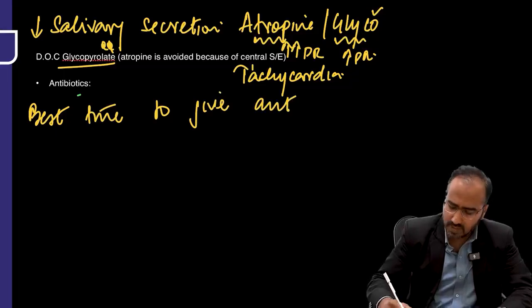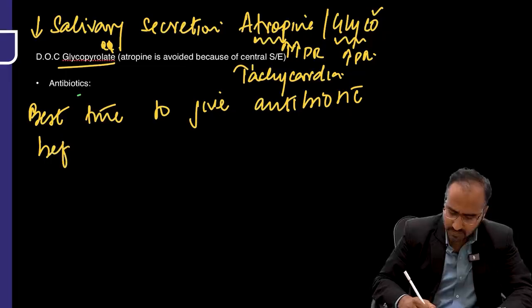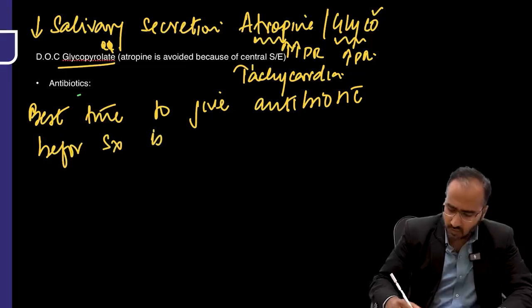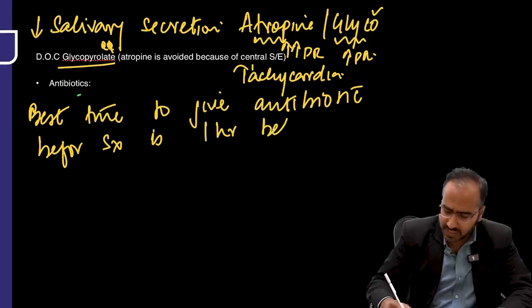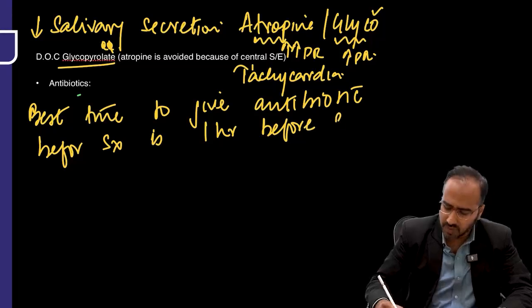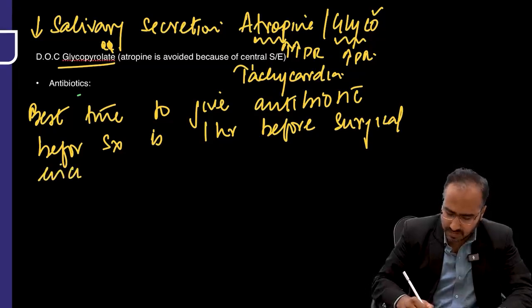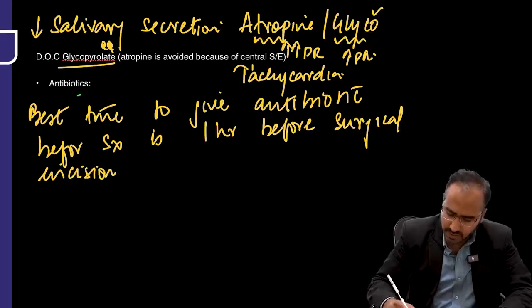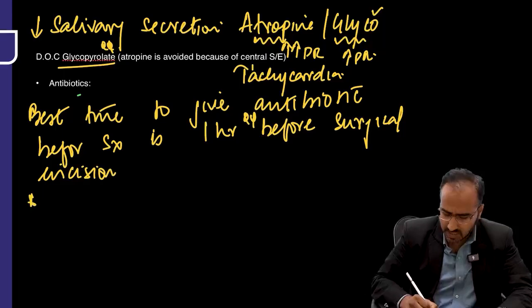The best time to give antibiotic before surgery is 1 hour before surgical incision. This was also asked. 1 hour before surgical incision.